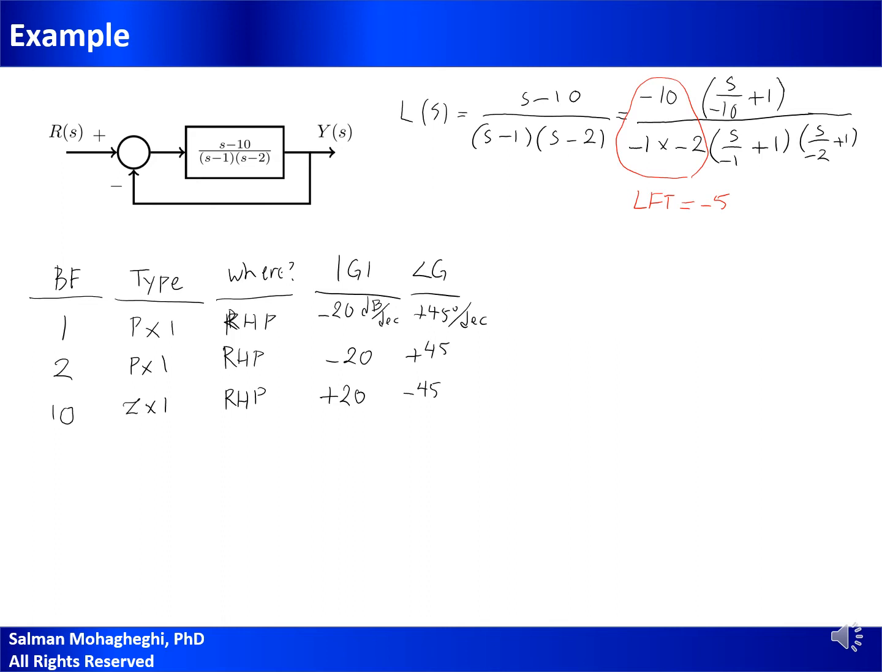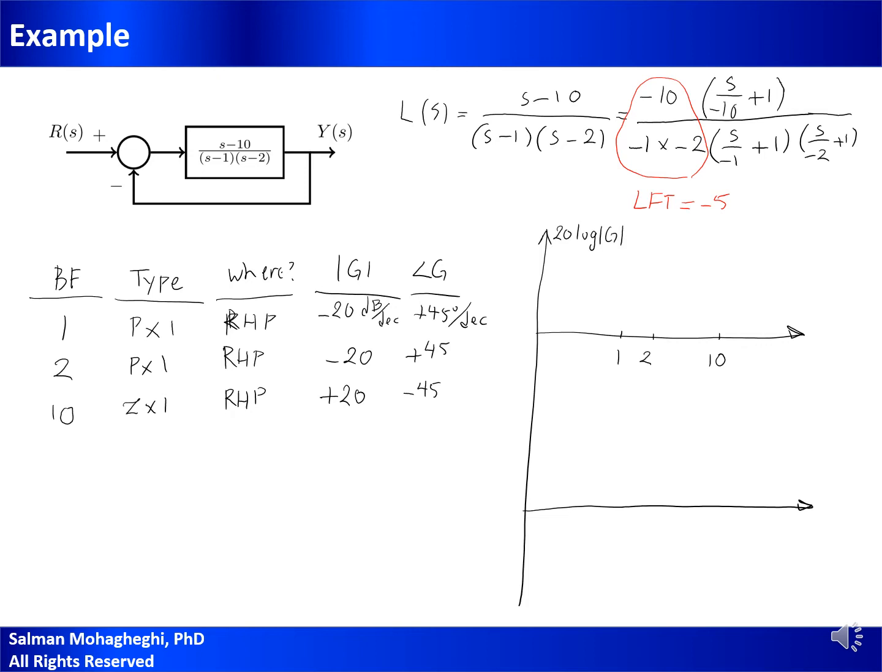Okay, so let's now go ahead and plot the Bode plots for magnitude and for the phase angle. So let's say this is 1, and this is, let's say, 10, and this would be, for example, 2. Now my low frequency term is minus 5, so when I'm dealing with magnitude in decibels, which would be 20 log of G, I'm looking at 20 log of 5. Now 20 log of 5, what we know is that it's a positive value.